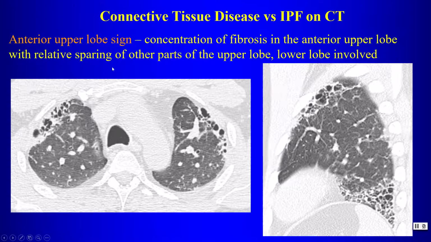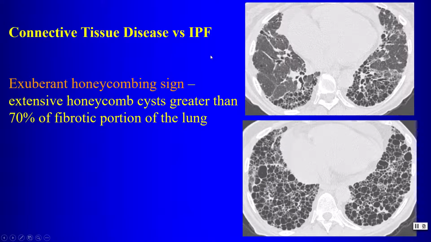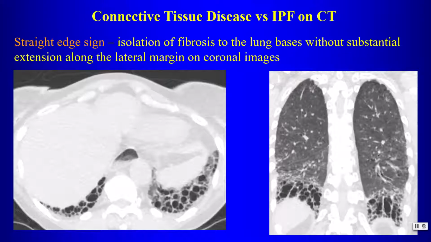Here's the anterior upper lobe sign. We have a concentration of fibrosis in the anterior portions of the upper lobes with relative sparing of other parts of the upper lobes. We do have lower lobe involvement in these cases. So this is more typically associated with connective tissue diseases. Exuberant honeycombing sign: we have extensive honeycomb cysts greater than 70% of the fibrotic portions of the lung. This is exuberant honeycombing. Again, this is more typical of underlying connective tissue disease as opposed to idiopathic pulmonary fibrosis.